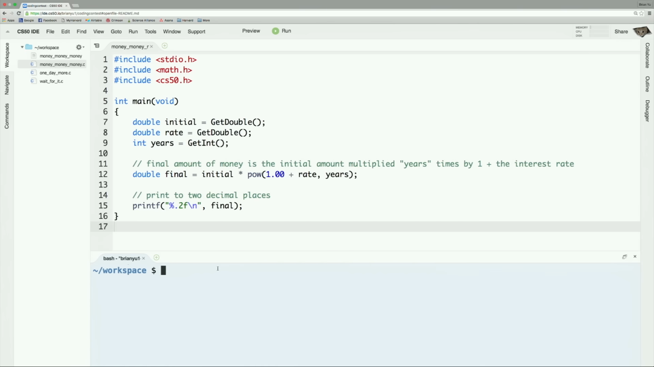So that now, if we were to run ./money, money, money, and type in an initial amount of money, like $82, then an interest rate, like 0.02, and then a number of years, like 3 years, we would get $82 multiplied by 1.02 to the 3rd power, giving us an answer rounded to 2 decimal places of $87.02. This was Money, Money, Money.